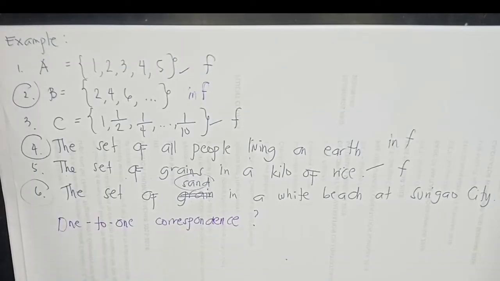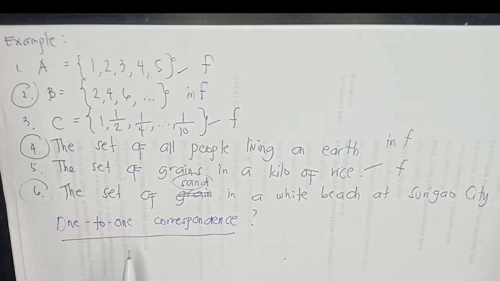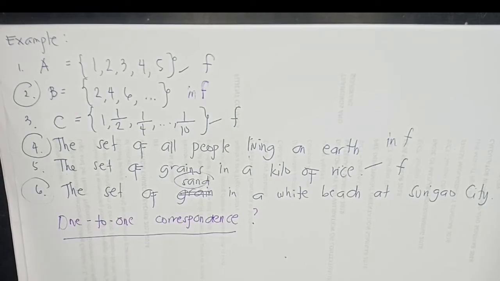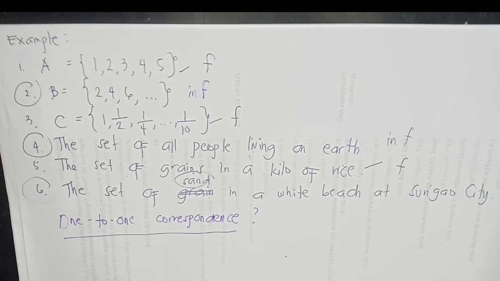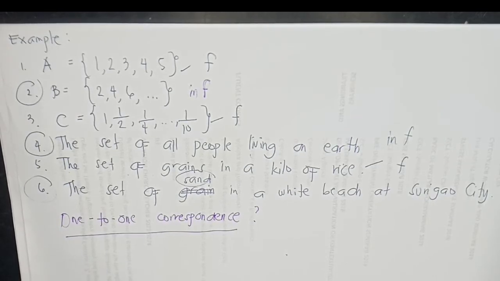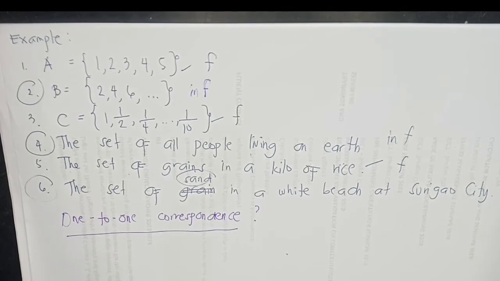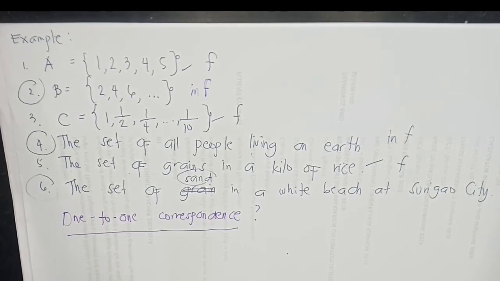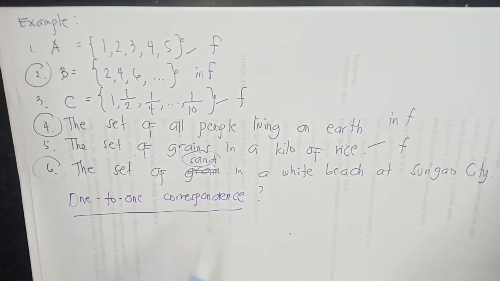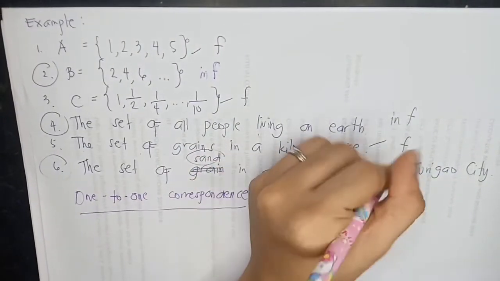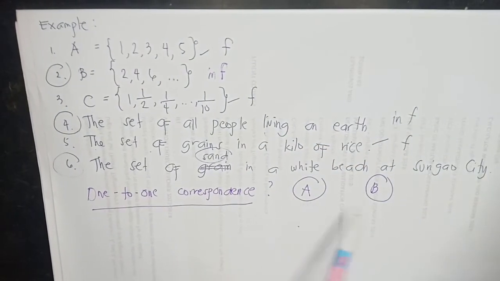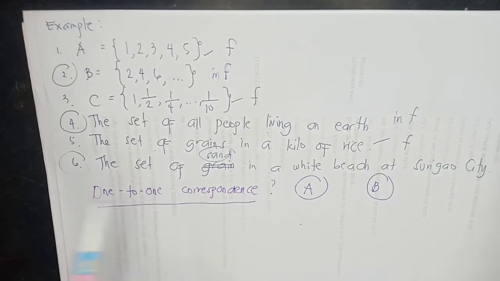The next one is the one-to-one correspondence. So, what is one-to-one correspondence? A one-to-one correspondence exists between two sets A and B if it is possible to associate the elements of A and B in such a way that each element of each set is associated with exactly one element of the other set. So, one-to-one correspondence, if it is possible, na lahat ng mga elements, for example, meron tayong set A and set B, ito ang mga elements ni A and elements ni B is associated with exactly one element.